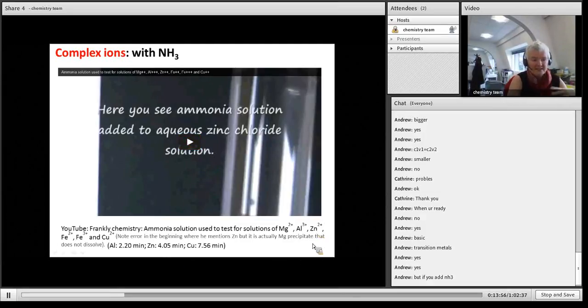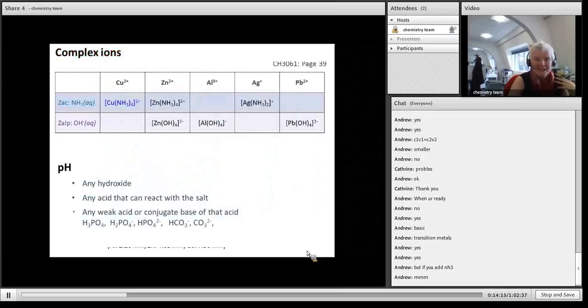Because zinc is in ZAC and in ZELP. It forms complexes with both. Right, so you think you'll be able to find those videos and have a look at them? Okay, I can send links out in my weekly email.